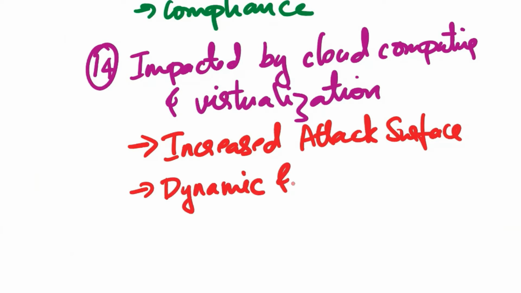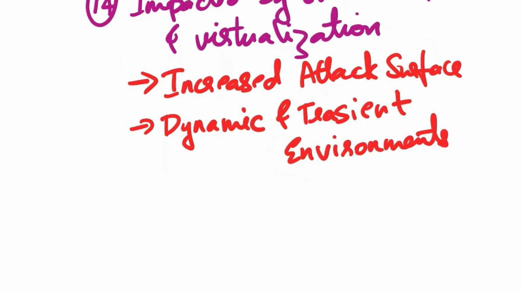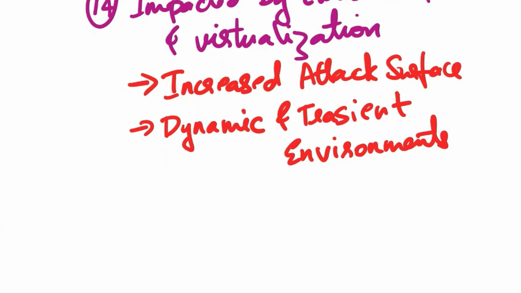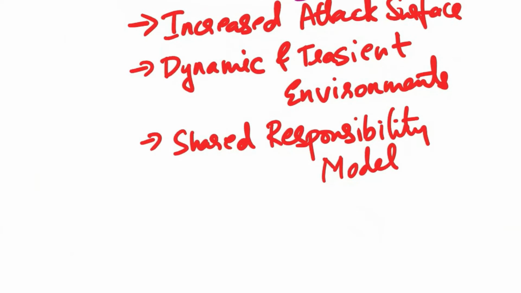Next, dynamic and transient environments. Cloud environments are dynamic with virtual machines and containers being provisioned and deprovisioned as needed. This creates challenges in terms of maintaining an up-to-date inventory of assets and managing vulnerabilities in environments that are constantly changing. Next, shared responsibility model. In many cloud service models, there is a shared responsibility for security between the cloud provider and the customer. While the cloud provider may handle the security of the underlying infrastructure, customers are responsible for securing their applications and data.